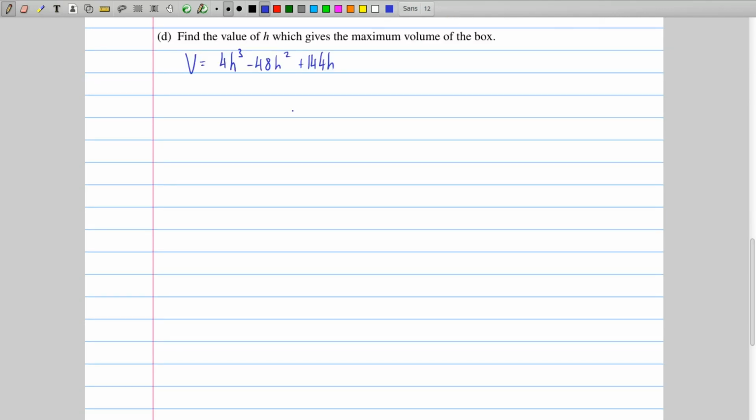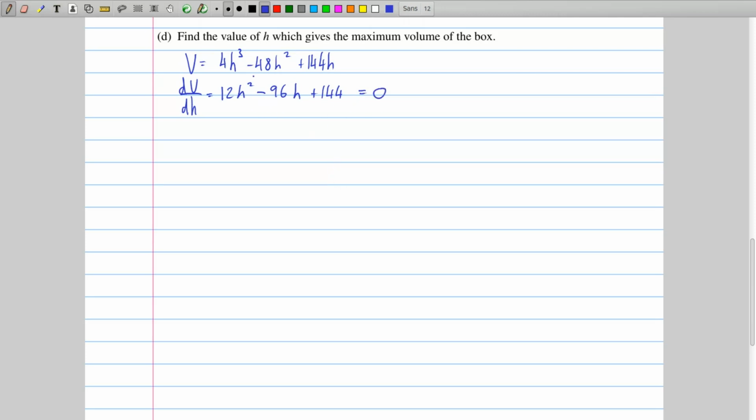Part D asks us to find the value of h, which gives the maximum volume of the box. And hopefully you remember from calculus, the way to find the maximum of anything is to find the derivative and make it equal 0. So we have to find the derivative of the volume with respect to h, also known as dV/dh, and we're going to set that equal to 0. So the derivative is going to be 12h squared minus 48 times 2 will be 96h plus 144, and that equals 0.